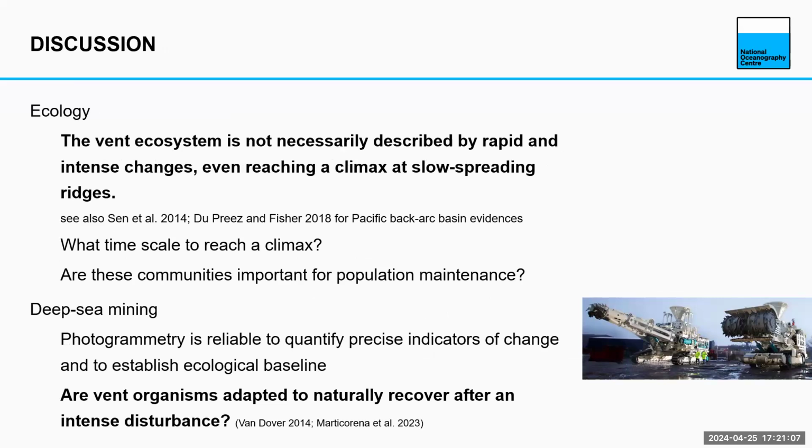So in terms of ecology, compared to the first and pioneering Pacific Ocean studies, the vent ecosystem is not necessarily described by rapid and intense changes, as was observed on the Juan de Fuca Ridge or in the East Pacific Rise. And even here, we observe that it can reach a climax stage in the Mid-Atlantic Ridge. So other questions can arise from that.